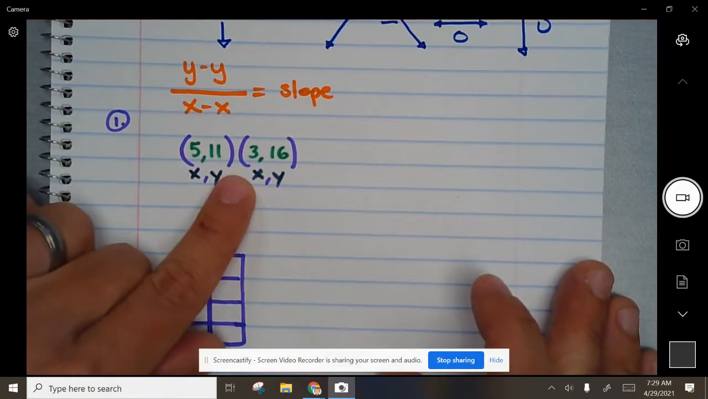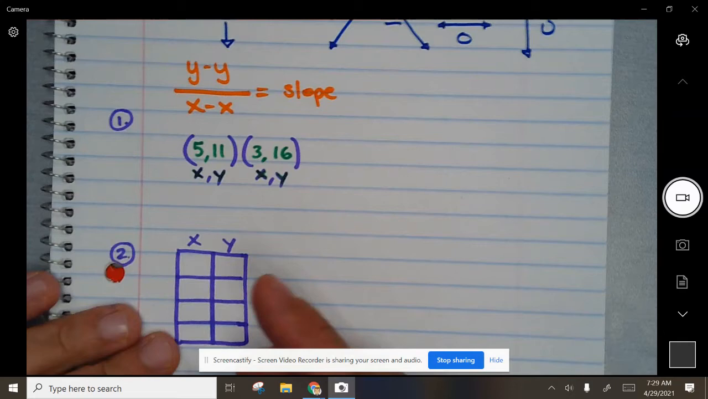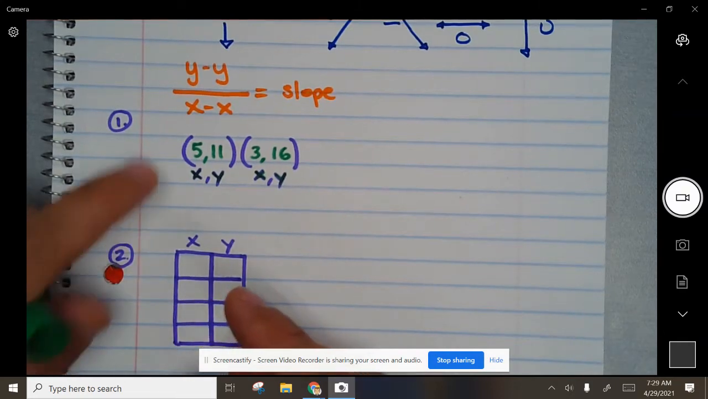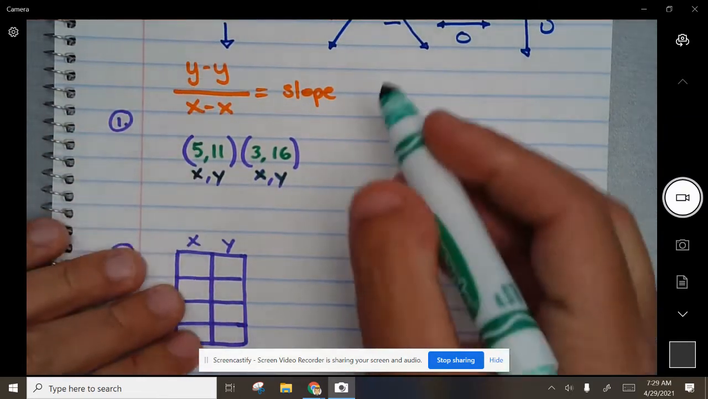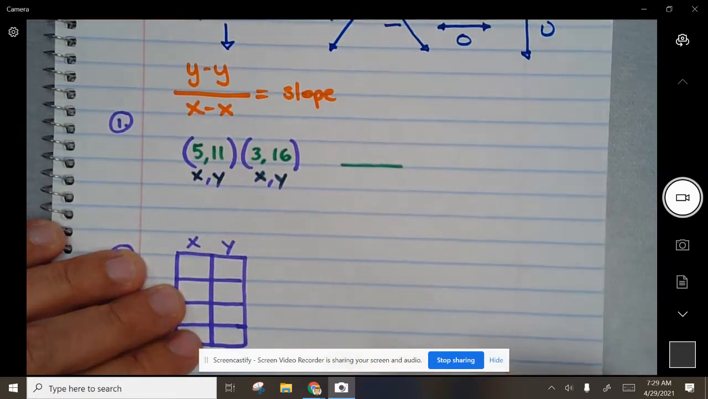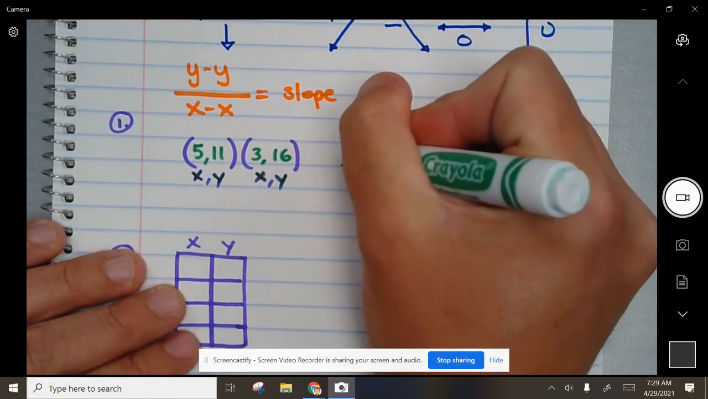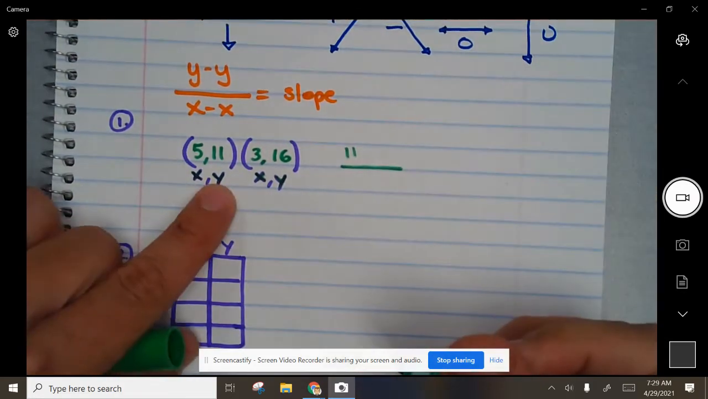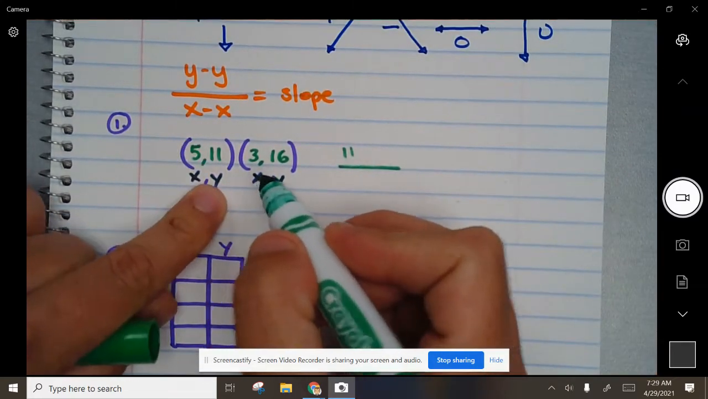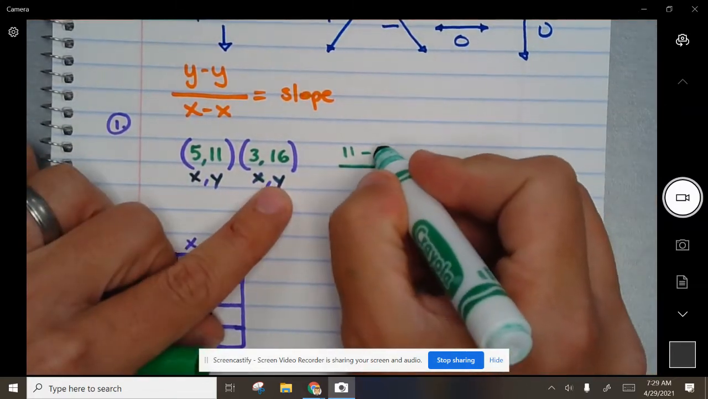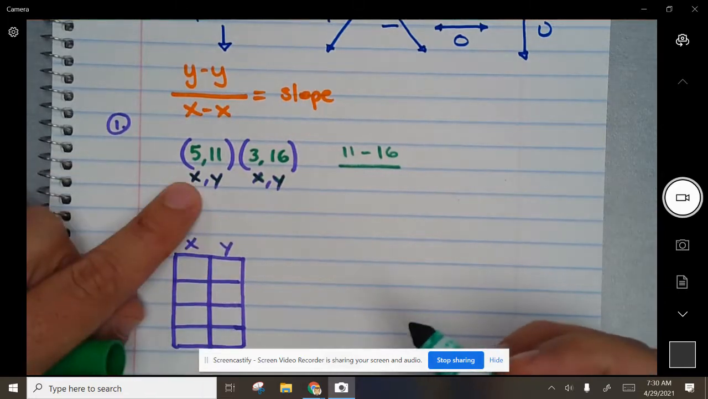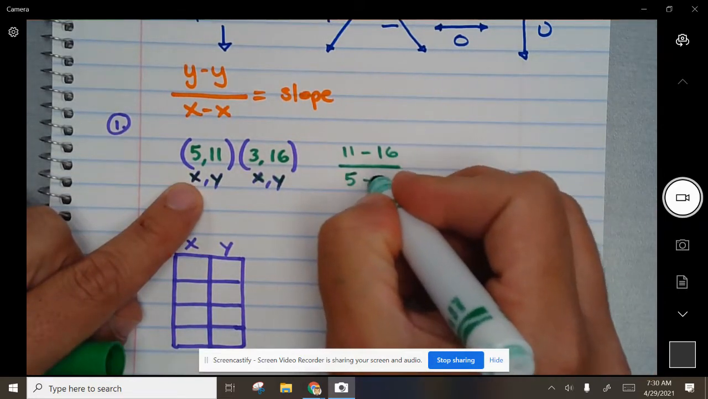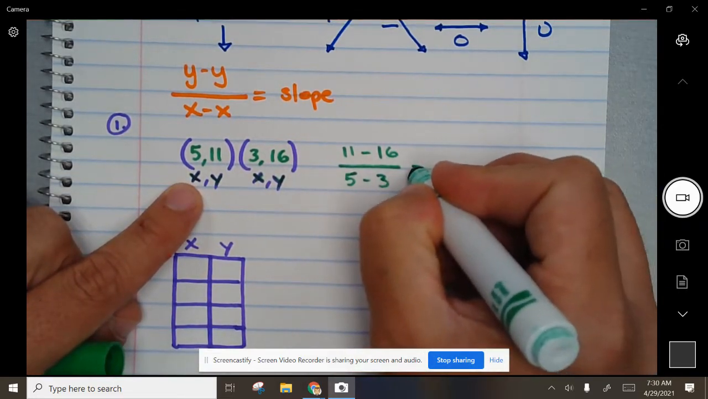So let's go ahead and set up this problem. First things first, we're going to look at this problem. We're going to look at this formula. We're going to set it up. All right, I'm going to go 11, y, right, y minus 16, and then x minus x, okay?